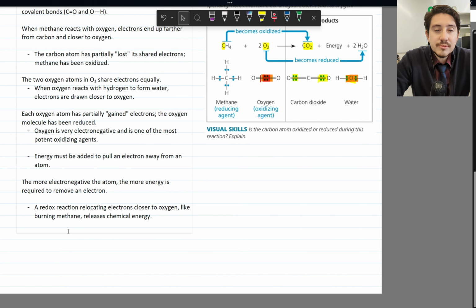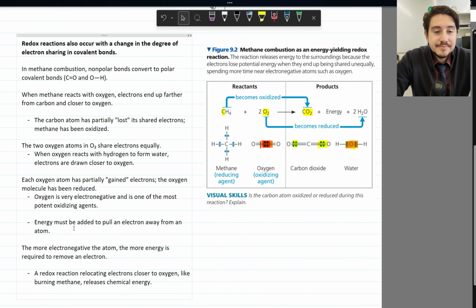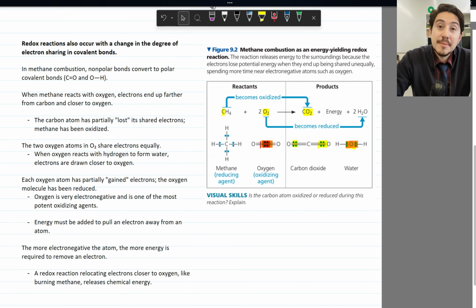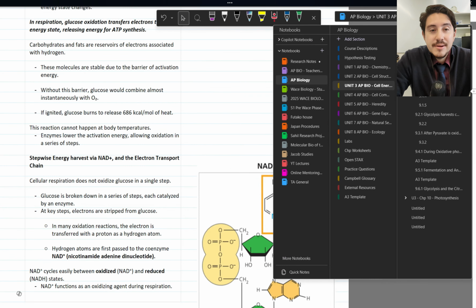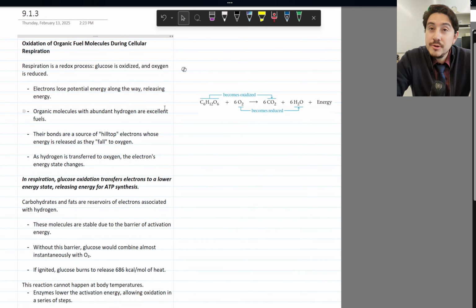So whenever you're adding some source of energy, a redox reaction can relocate electrons closer to the oxygen, like burning methane. And whenever you burn the methane, it will release chemical energy. Okay? Ultimately combusting. All right? So moving on to a more kind of organic fuel scenario.